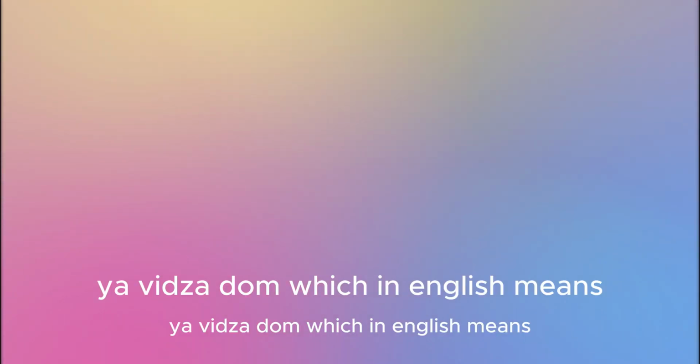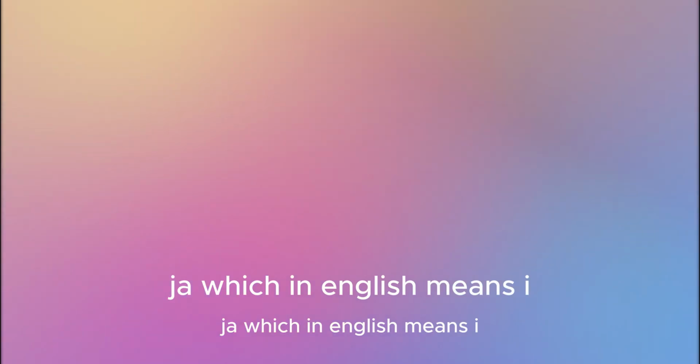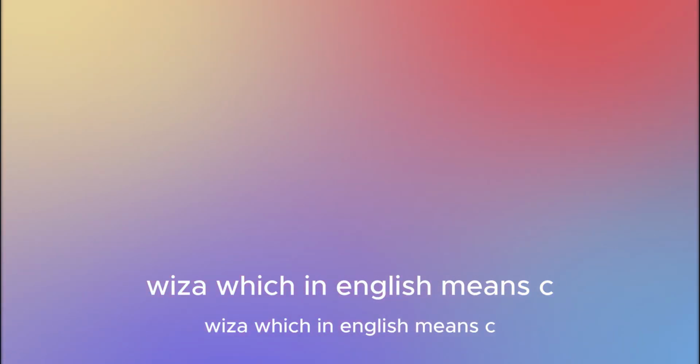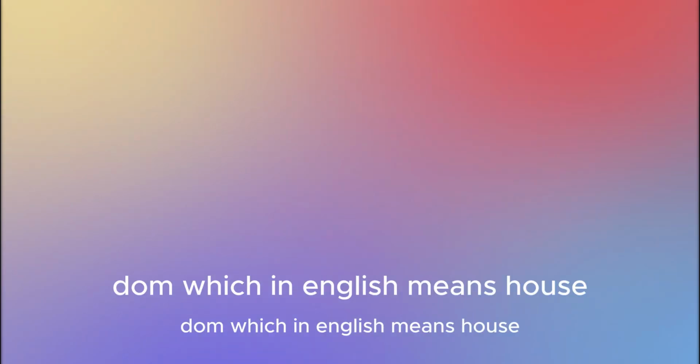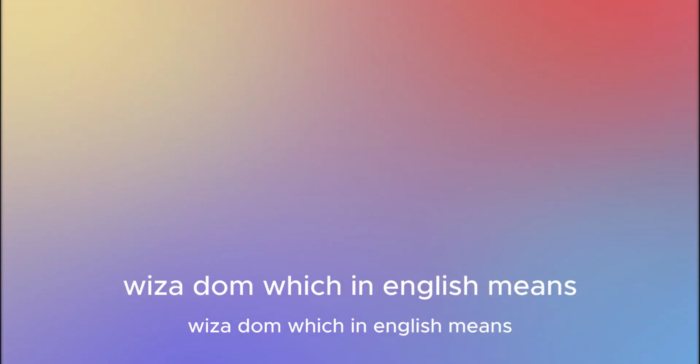Repeat after me. Ja widzę dom, which in English means I see a house. Ja, which in English means I, widzę, which in English means see, dom, which in English means house. Again. Ja widzę dom, which in English means I see a house.